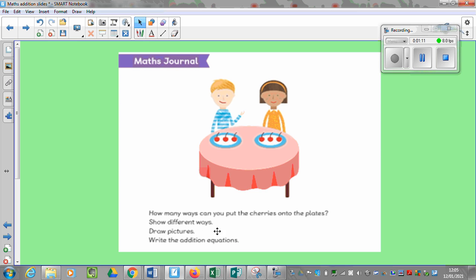You can draw some pictures, you can draw a tens frame, you can use a part whole, you can use a bead string, whatever you would like to do. Show how many ways you can demonstrate to put the cherries onto the different plates.